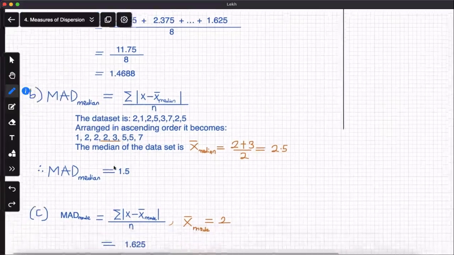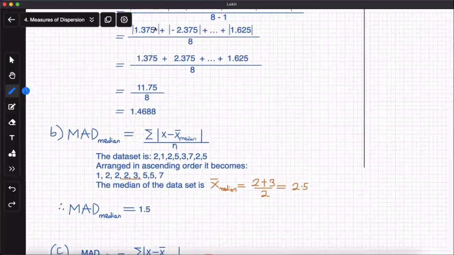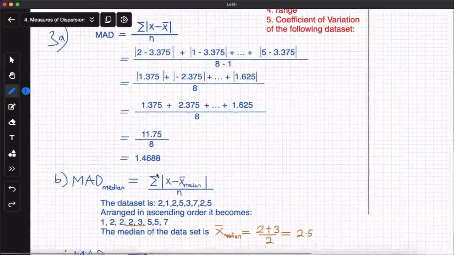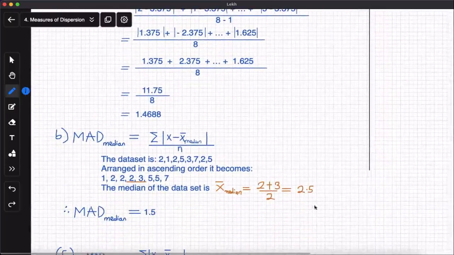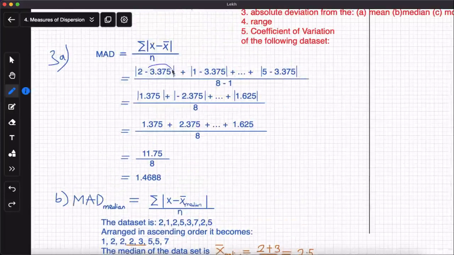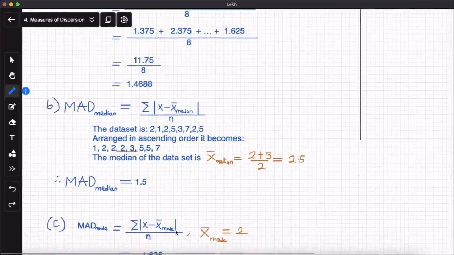Then, just similar to what we have done here, but this time we use 2.5 in place of 3.375, because we are looking for the absolute deviation from the median. When we are done, we eventually obtain 1.5.